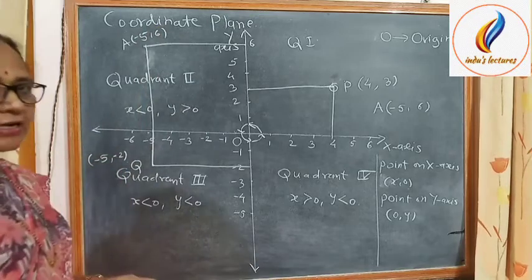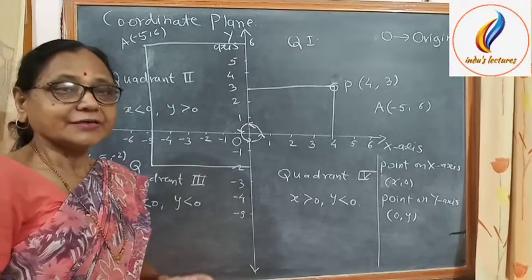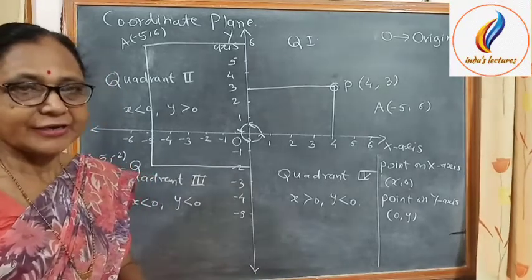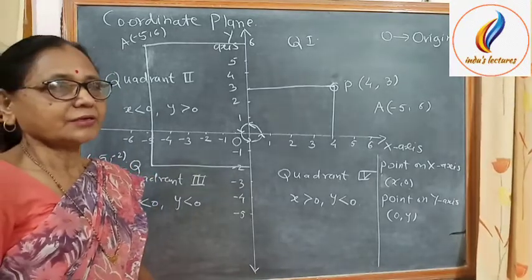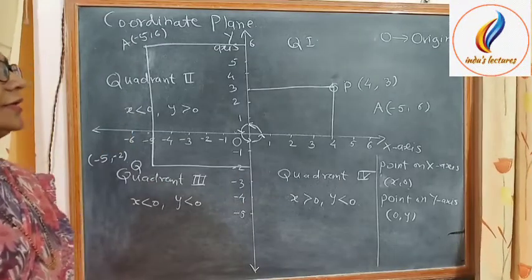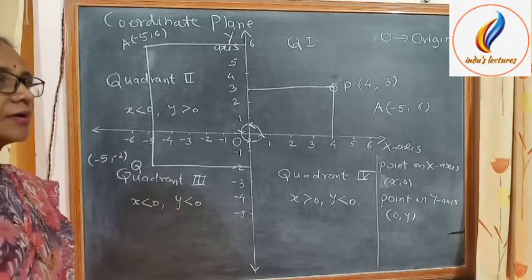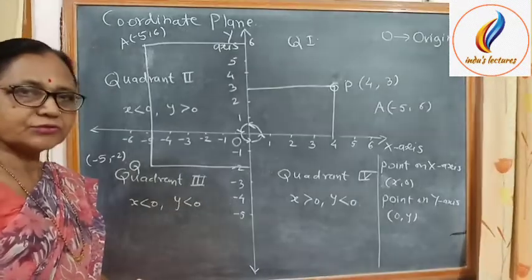In this way we can locate any point in a plane, or we can find the coordinates of a point in a plane, given its Cartesian coordinates, which are either positive, negative or 0.